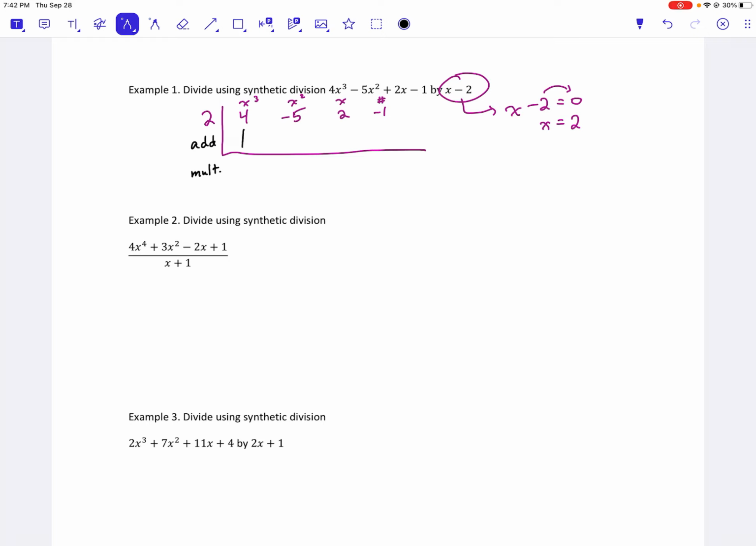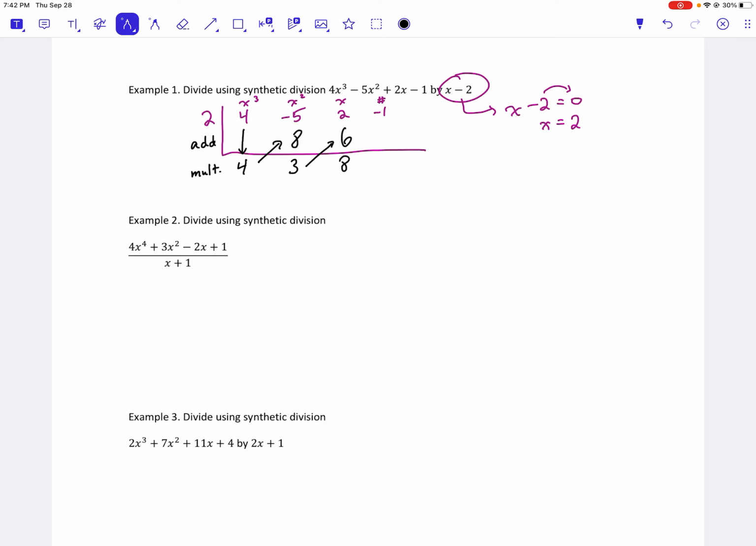Okay, so we add down right here, and we get a 4. We're going to take this 4 and multiply it by this 2. So 2 times 4 is 8. Now we simply add these two values. So negative 5 plus 8 is 3. How do we bring the 3 to the top? Well, we multiply it by the 2 again. So 2 times 3 is 6. 2 plus 6 is 8.